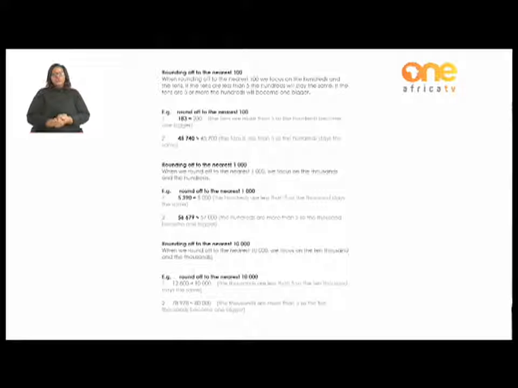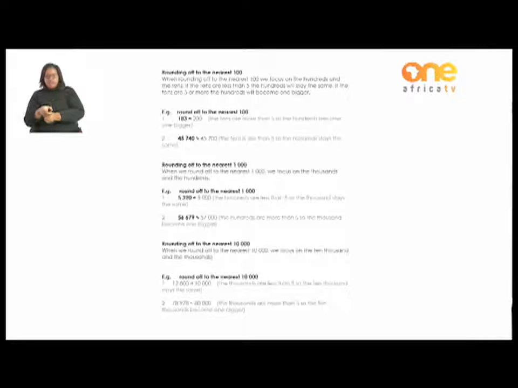56,679, rounded off to the nearest 1,000. The hundreds are more than 5, that means the thousands becomes 1 bigger. Our 100 is a 6, and that means it can change our 1,000, and 56,679 rounded off to the nearest 1,000 becomes 57,000. And lastly, we have rounding off to the nearest 10,000. When we round off to the nearest 10,000, we focus on the 10,000 and the thousands.